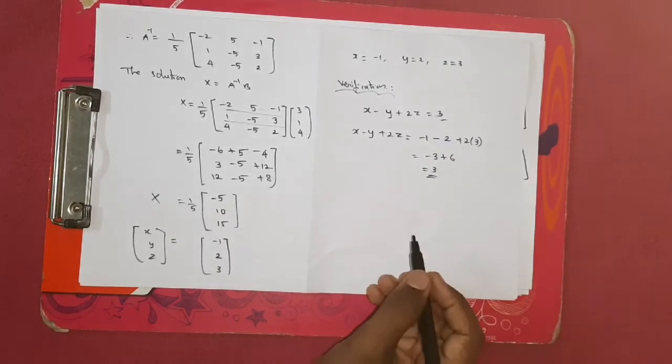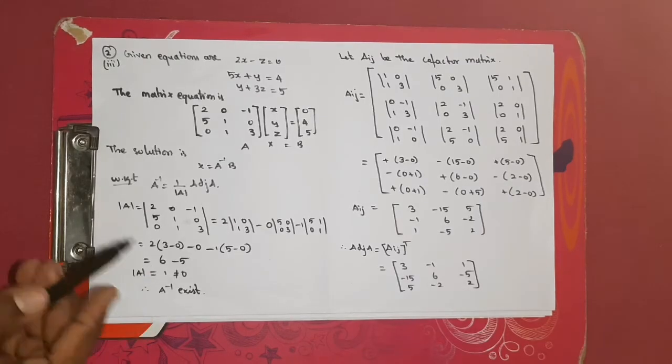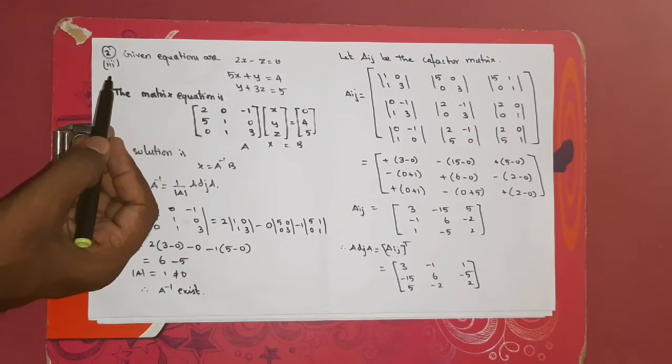So we got the right side answer. So the value we found is correct. So now we are going to see sum number 2, the third subdivision.